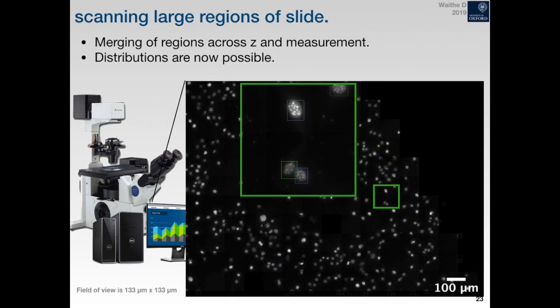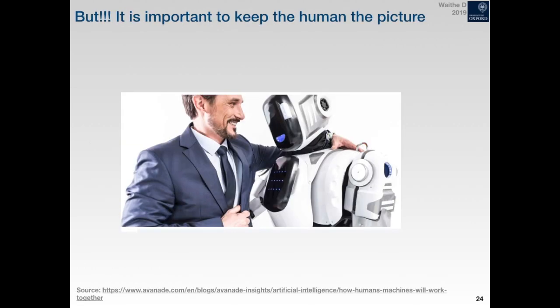But we have to keep the human in the picture, and I picked the most passive-aggressive human and robot picture I could find on the internet. This guy I find quite intimidating, and this robot's in trouble, basically.